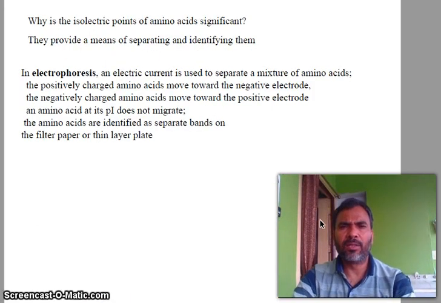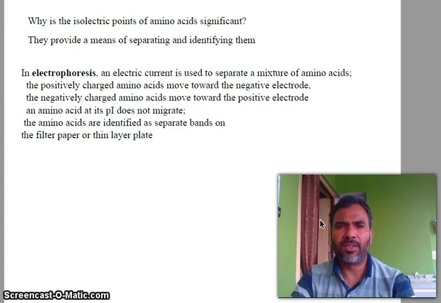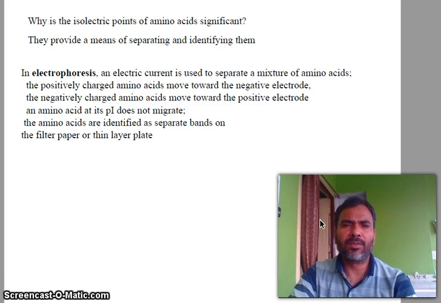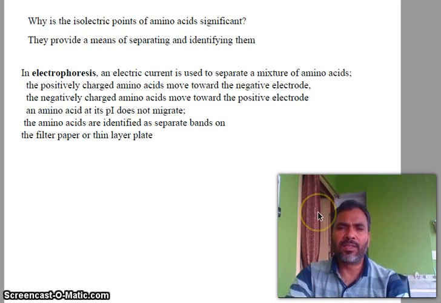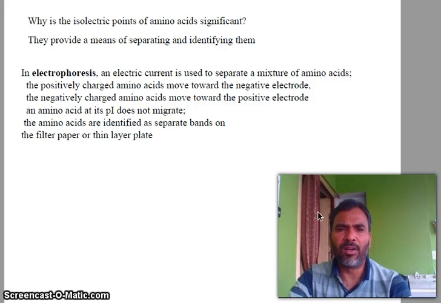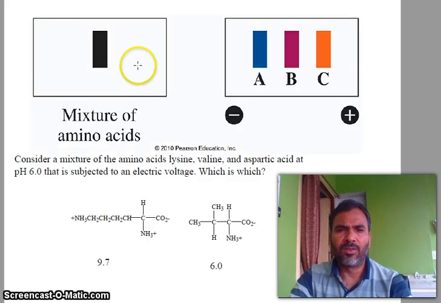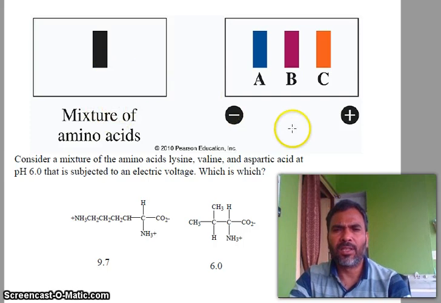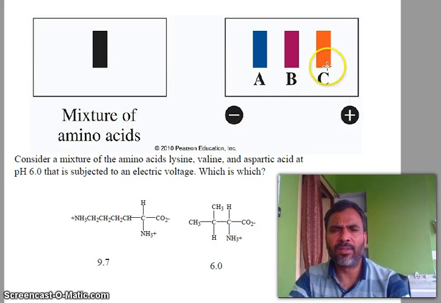So why is the isoelectric point of an amino acid significant? It provides a means of separating and identifying them. In electrophoresis, an electric current is used to separate a mixture of amino acids. Positively charged amino acids move towards the negative electrode, and negatively charged amino acids move towards the positive electrode. An amino acid at its pI doesn't migrate. The amino acids are identified as separate bands on filter paper or thin layer plates. So look at here, a mixture of amino acids. Now after electrophoresis you have different bands.